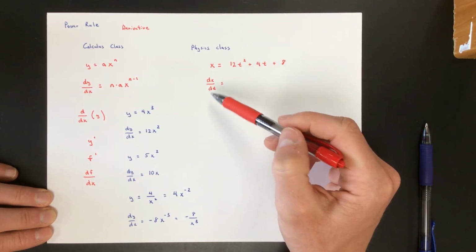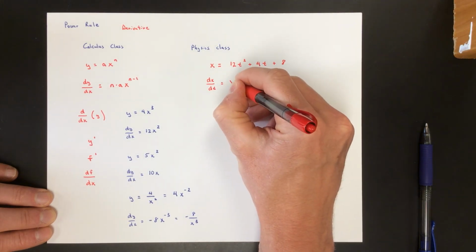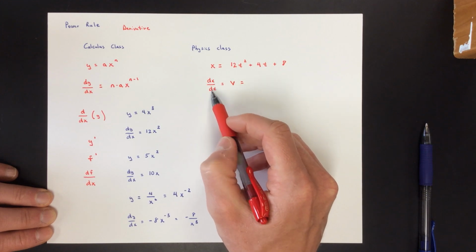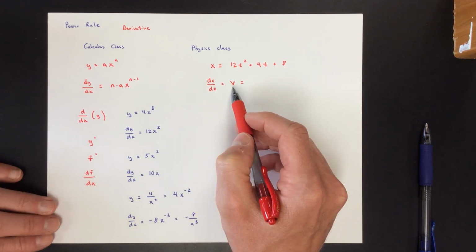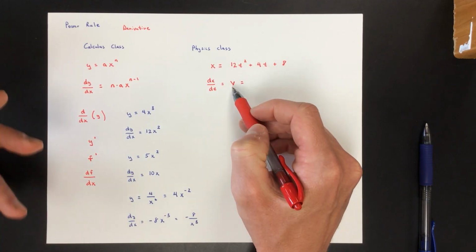Well, what is the rate of change of your horizontal position versus time? Well, that's going to turn out to be your horizontal velocity. So in a physics classroom, you're not going to see dx/dt that much. You're just going to see v. We know that the derivative of x with respect to time is v. And they might not even say time.